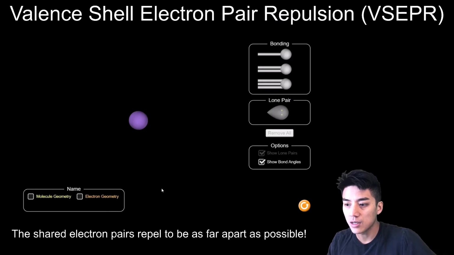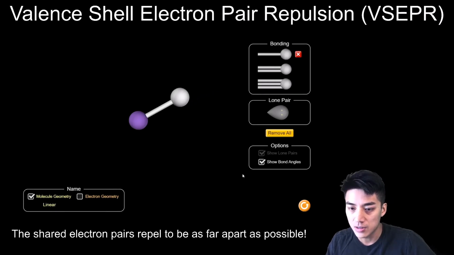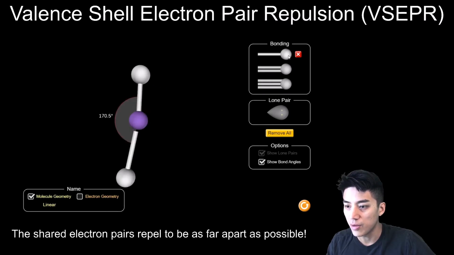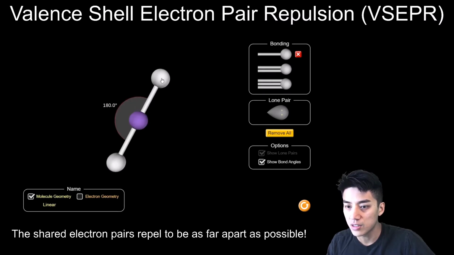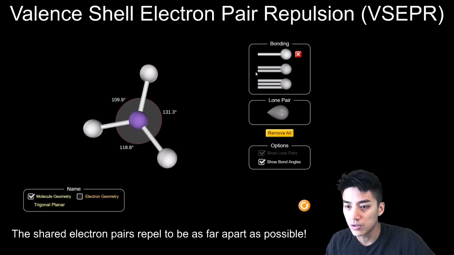So the biggest idea that we're trying to get across here is that the shared electron pairs repel to be as far apart as possible. There's a couple things I could do on this simulation. I could show the molecular geometry. I can add more bonds like I'm doing here. Now it shows me the shape, which is linear, and I can also show the bond angles by checking that box. You don't really have to memorize the bond angles. In this case it's 180 degrees, but it helps you understand this topic a lot better. So these electron pairs are repelling each other to be 180 degrees apart.